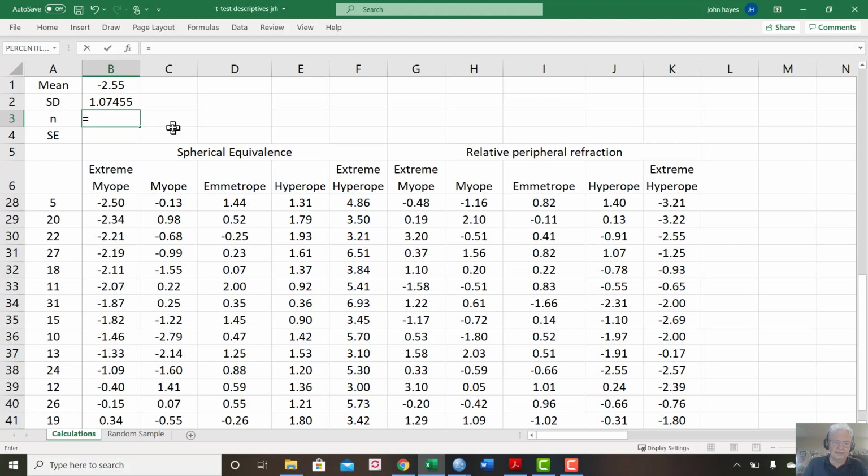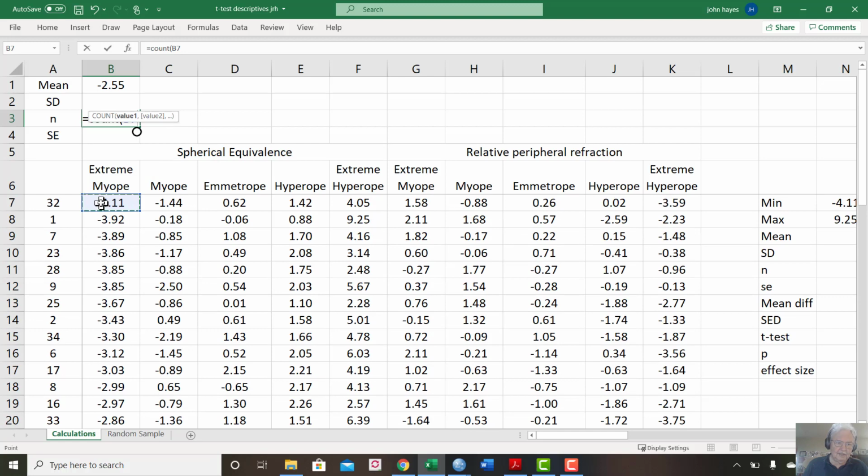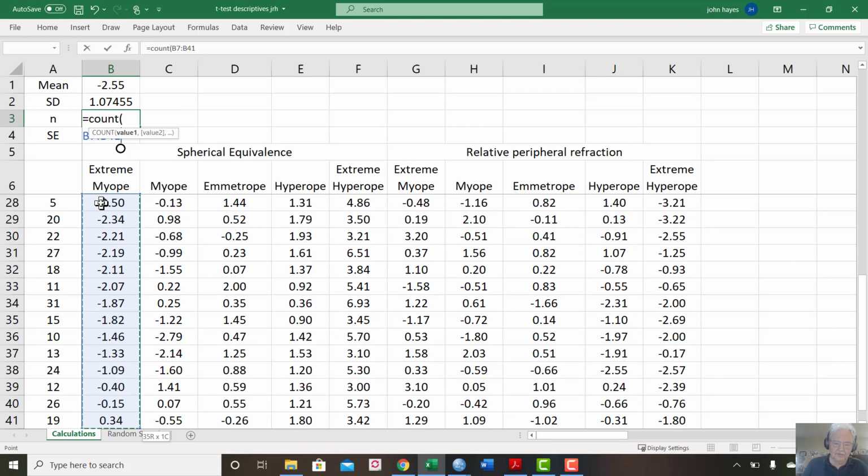All right. Let's look at how many people we have. We're going to do a count. We're going to go down here and we're going to highlight all of those values and hit enter, and there are 35 subjects.